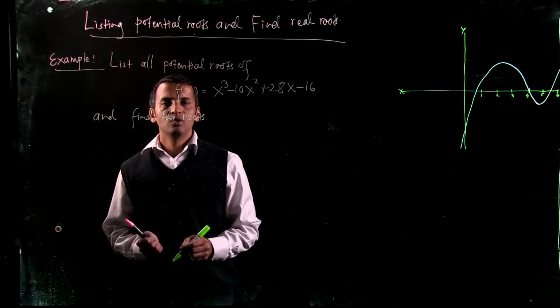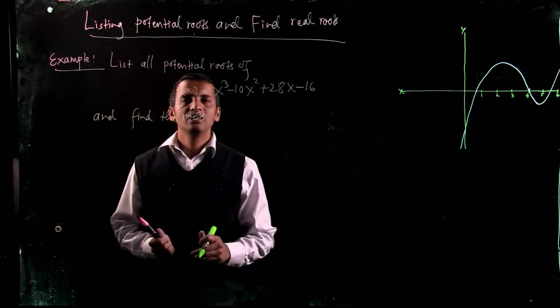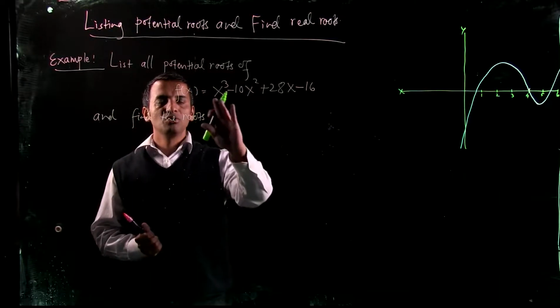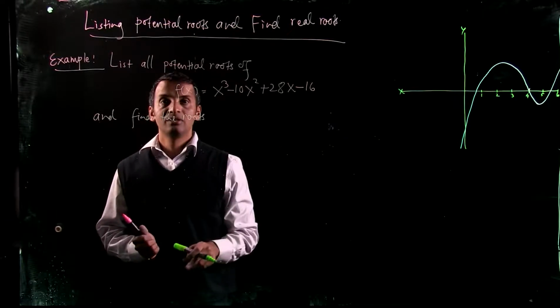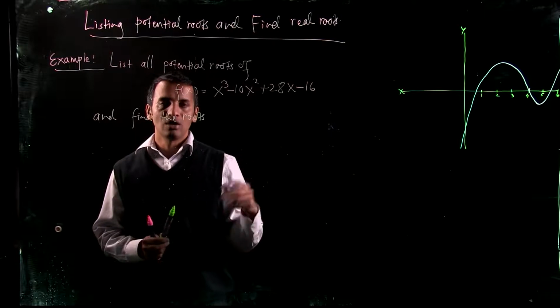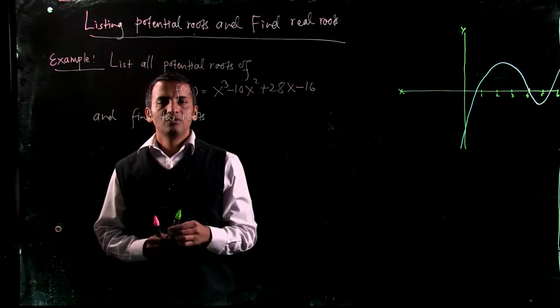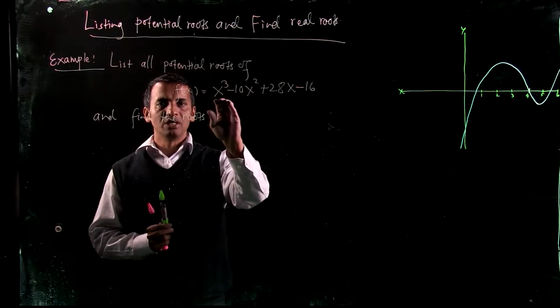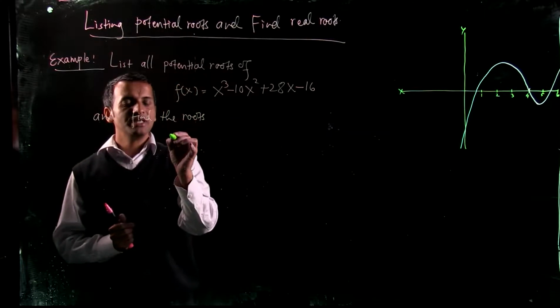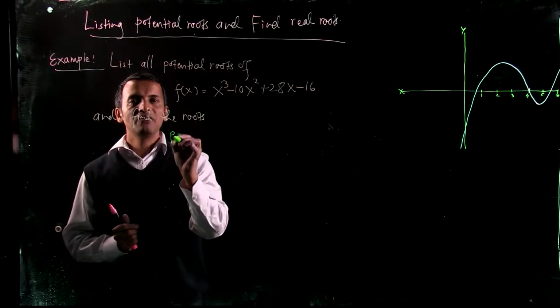In this video, I am going to show you how to list all the potential zeros of a polynomial, and then how we find the actual roots from that list or outside the list. Okay, the first thing we do is, so this is the given polynomial. The first thing we do is list the P values.